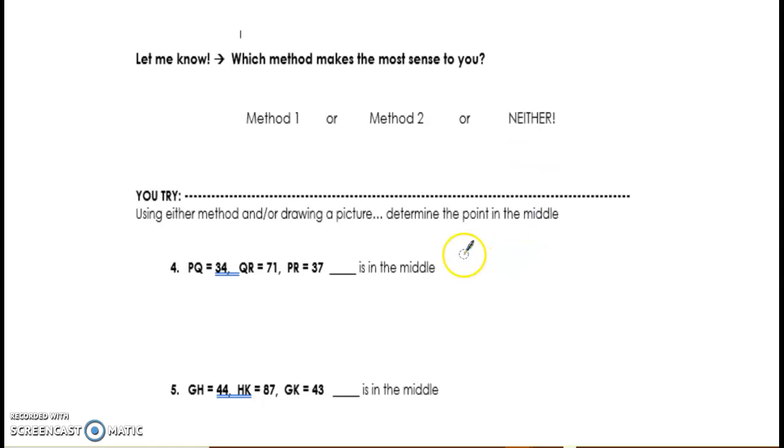Then you're going to be asked to use those methods to solve 4 problems and tell me what point is in the middle. Again, if you need help, please reach out. You can inbox me on Teams or send me a message on chat. Good luck.